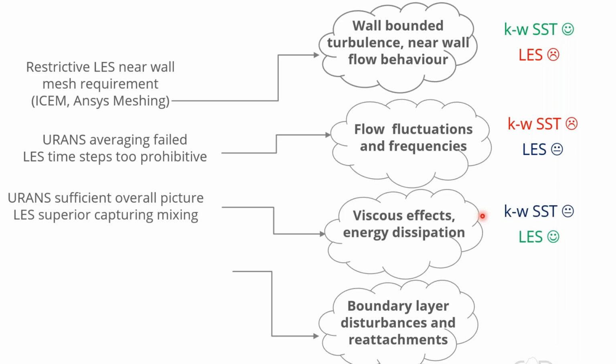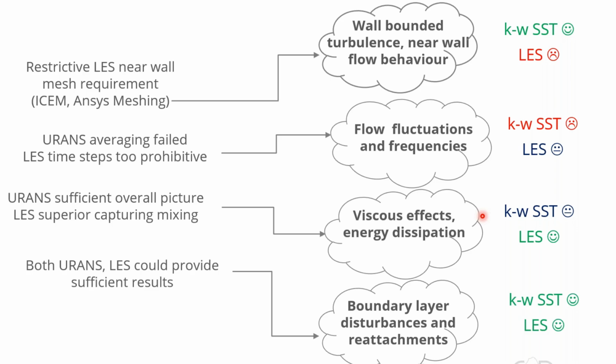For viscous effects and energy dissipation, the URANS can provide an overall general picture, but definitely LES is much more superior in capturing these kinds of effects, which include mixing. And we'll see later how important the mixing effect is. And for the boundary layer disturbance and reattachments, both URANS and LES can provide sufficient results if we use them correctly.